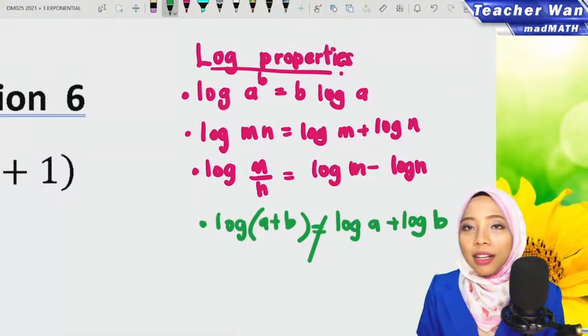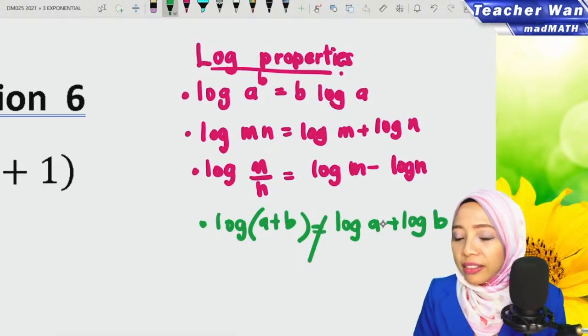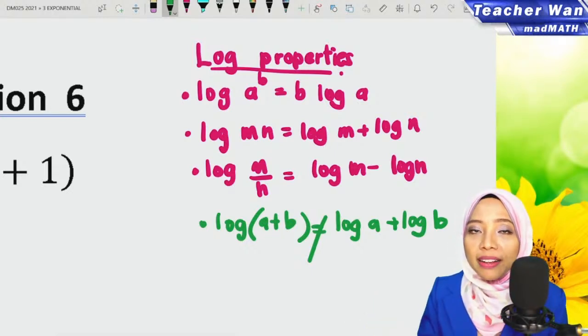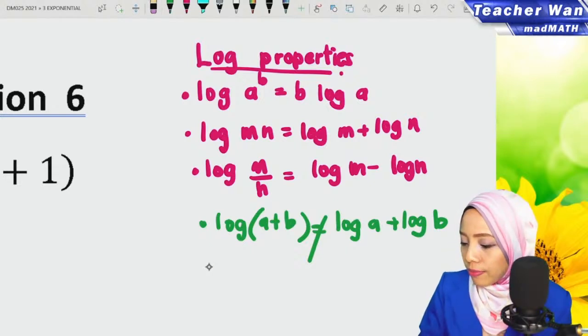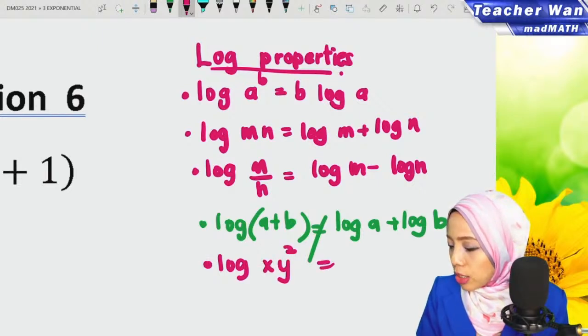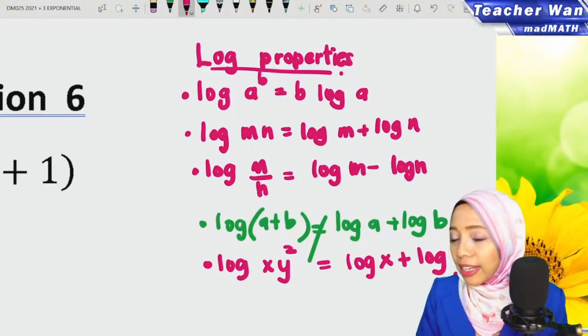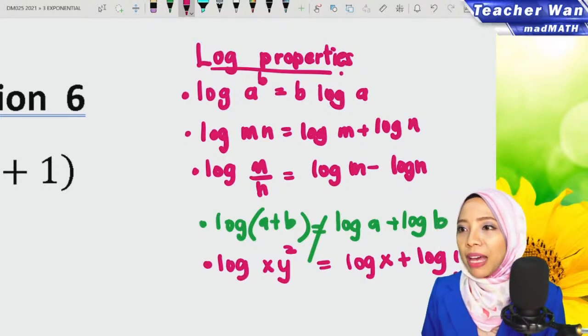Okay. In other words, for log in the bracket, you cannot expand, never ever expand. Tak boleh. You cannot expand the log function like this. Tak boleh. What you can do is log of x y square. What you do is log x plus log y square. This is wrong, cannot. Okay, clear? Yes, best note taking.